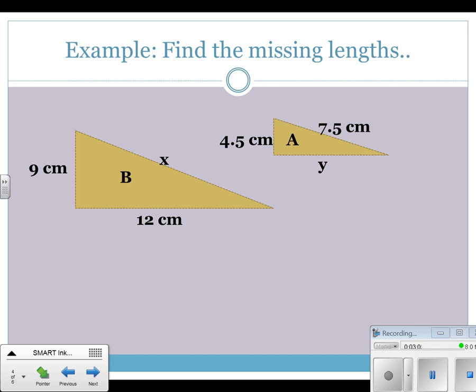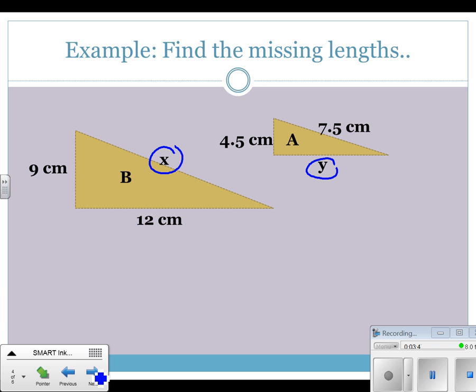Here we have triangle A and B. They're different now. And we need to find the side X and the side Y, the missing lengths. And we can do this because I'm telling you that these two triangles are similar. Since they're similar, we can find X and Y by setting up a proportion. Once again, we know that these two triangles have congruent corresponding angles, and their corresponding sides are proportional. So if we're missing a length of a side, we can set up a proportion to find those missing lengths.